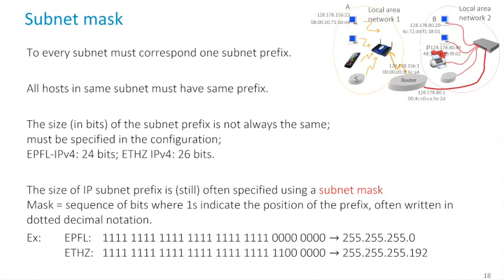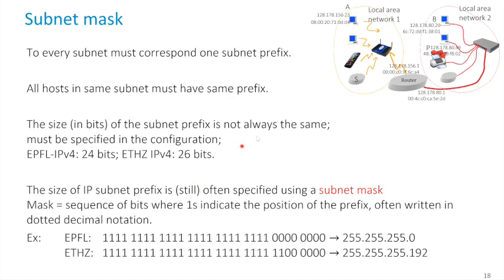A consequence of this is that a host must know on which network it is in order to apply this principle. If I send to the printer, I need to know, do I send to my default gateway or do I send directly to the printer? How do I know in which case I am? I need to know on which subnet I am. This is why we need what is called a configuration in every host, which is the subnet configuration, which is typically given by the subnet prefix.